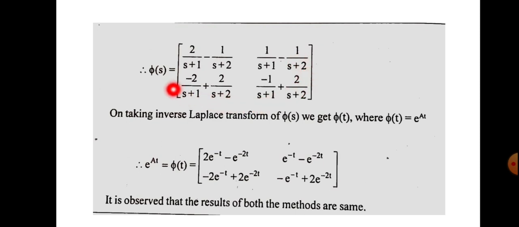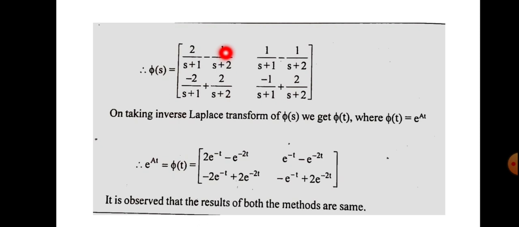So phi of t is obtained by the inverse of phi of S. How can you calculate the inverse of phi of S? You should know the Laplace transform. This is of the form 1 by S plus A, so its inverse Laplace transform is e raised to minus at. So 2 is a constant, so you can take 2 into e raised to minus t for 1 by S plus 1. And here also you can write minus 1 into e.